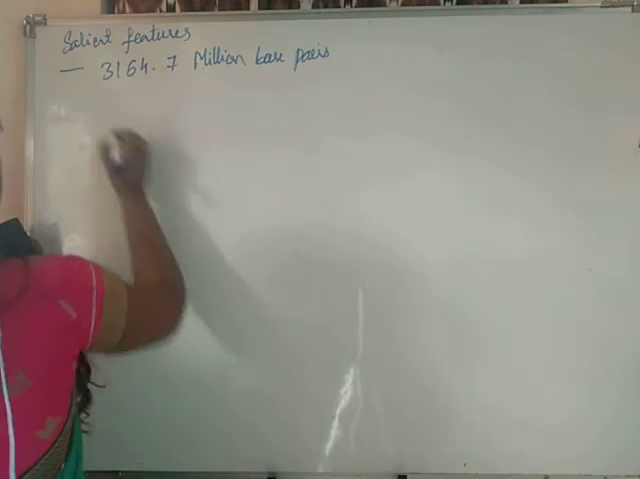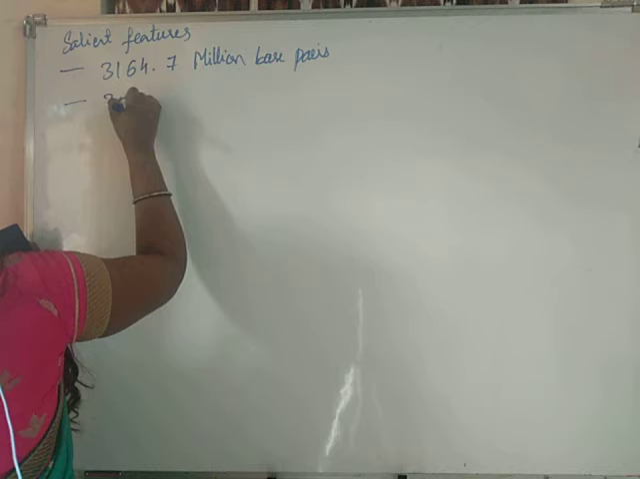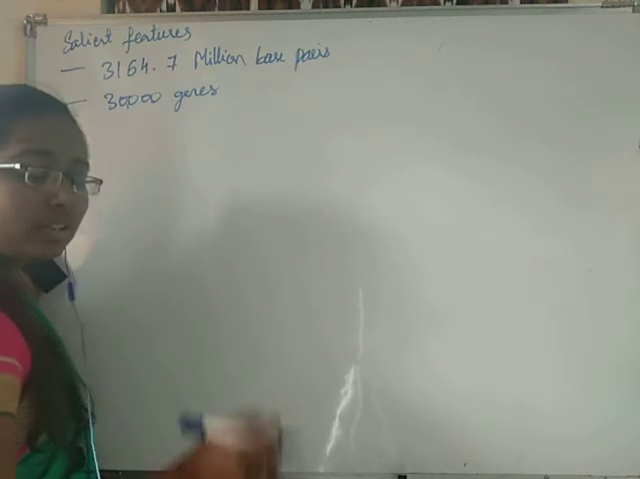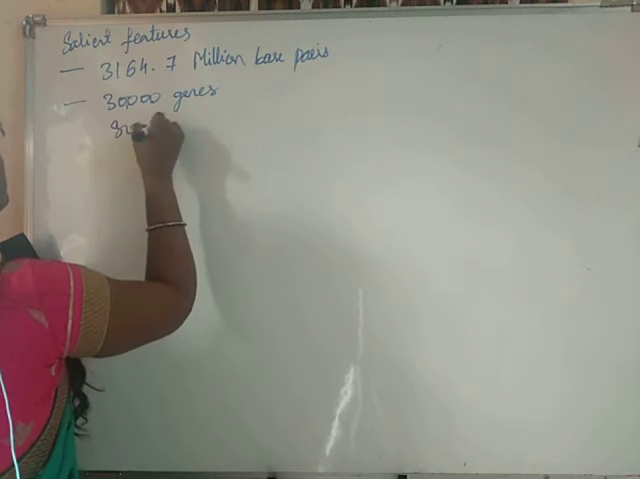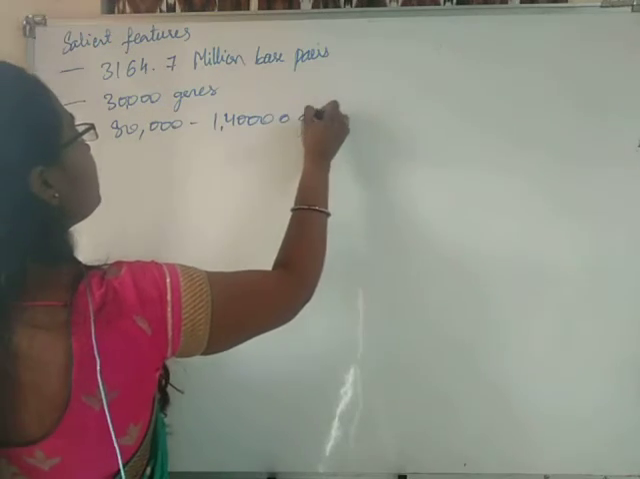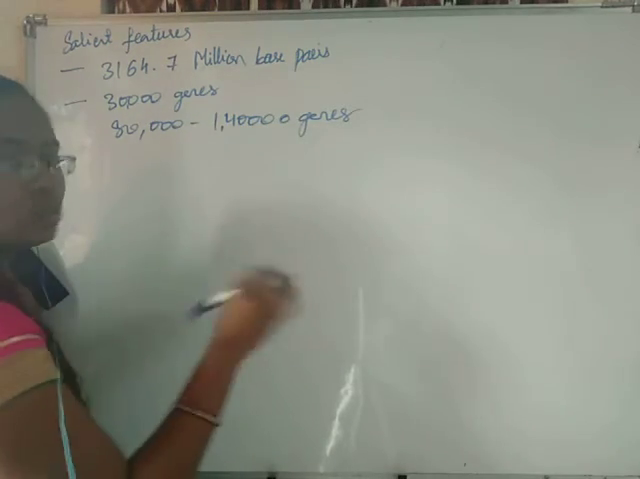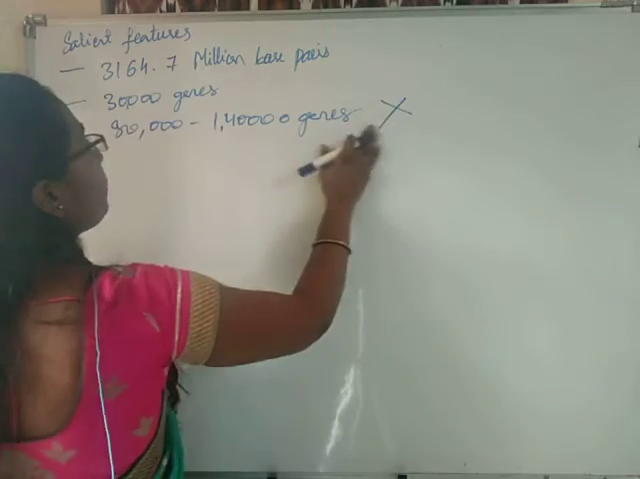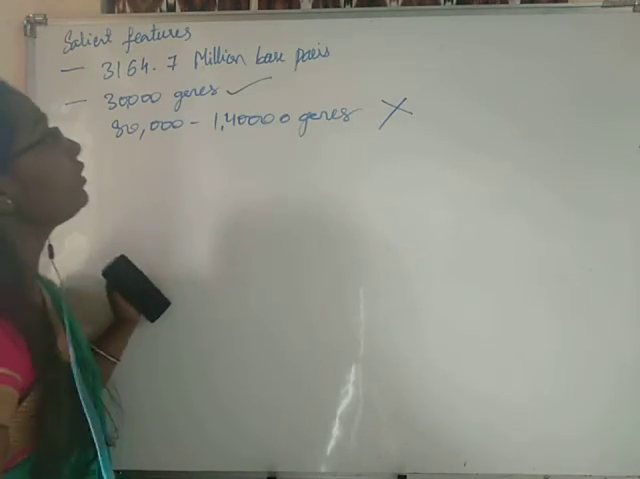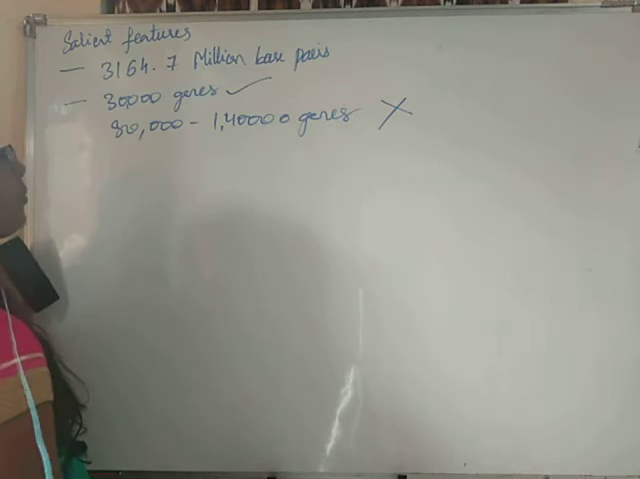They have also identified that there are nearly 30,000 genes in the human DNA. It was earlier believed that there are nearly 80,000 to 1,40,000 genes, but that is not true. There are actually 30,000 genes present in the human DNA, as identified after the Human Genome Project.